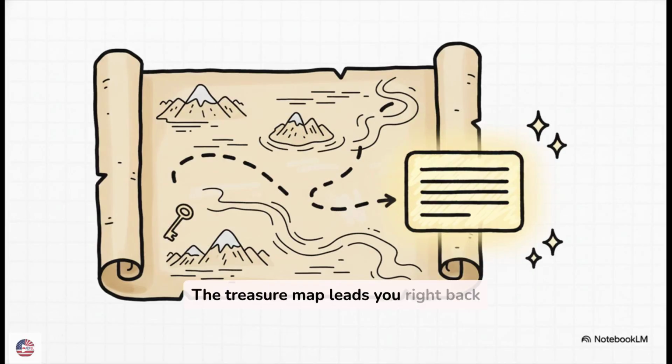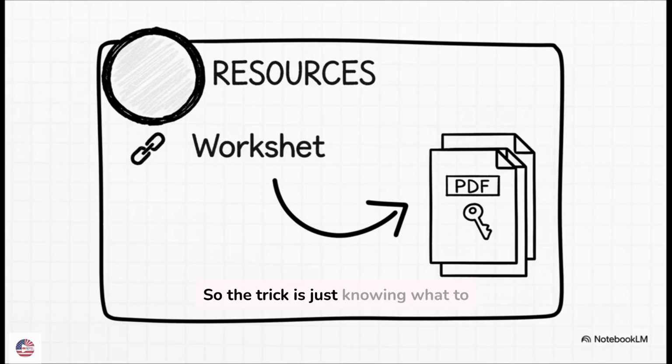And guess what? The treasure map leads you right back to where we started. The links to all those amazing resources are almost always hanging out in that same, super important, expanded description box. So the trick is just knowing what to look for. Scroll down past the timestamps and keep your eyes peeled for a heading like resources or downloads. You'll see these really obvious links like download the worksheet here. You click it and it'll whisk you away to a Google Drive file or a website.